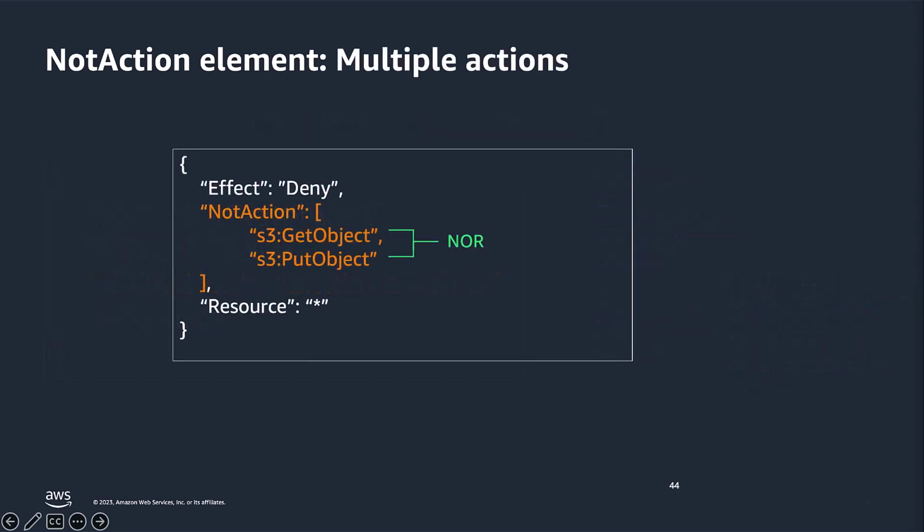A quick note that not action is technically a logical NOR, which is what allows it to behave like an exception list when you have multiple actions listed in the not action element. This means that this statement will match and deny any action that's not S3 get object nor S3 put object.